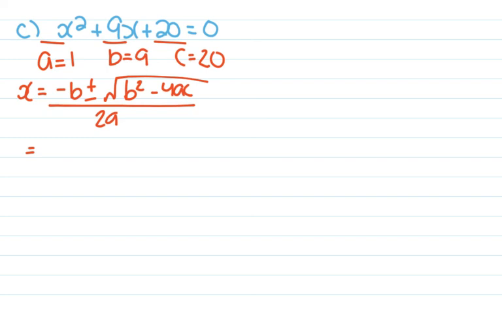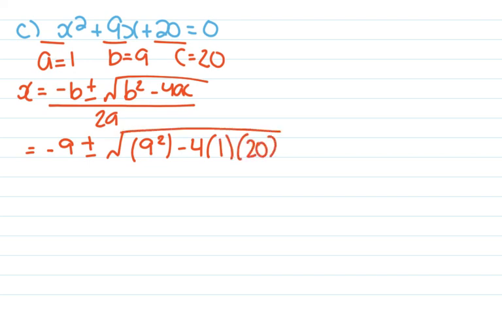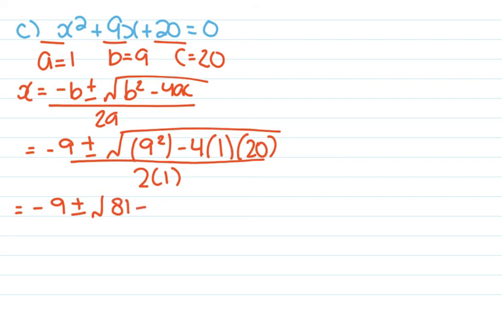So negative B is 9, so negative 9 plus or minus the square root of b squared, so 9 squared, minus 4 times a is 1 and c is 20, divided by 2 times a is 1. So negative 9 plus or minus the square root of 9 squared is 81, minus 4 times 1 is 4, times 20 is 80, divided by 2.